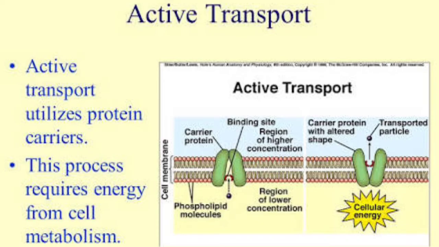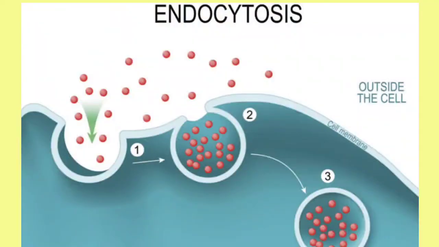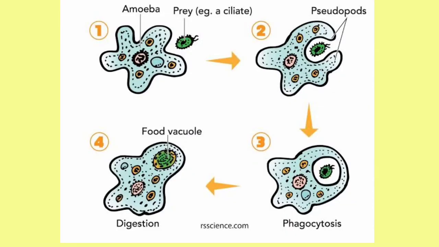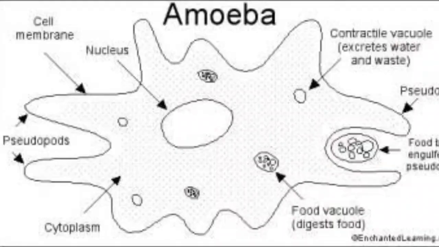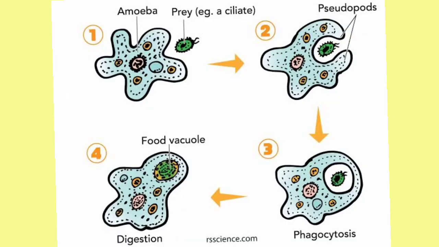So what do we mean by endocytosis and phagocytosis? Endocytosis refers to the process of taking stuff into the cell in bulk, and phagocytosis is a form of endocytosis, almost the same, used to take solid particles into the cell by engulfing them. For example, amoeba. How does amoeba take its food? It surrounds the food with its pseudopodia, which are flexible, and engulfs its food. So this is the process known as phagocytosis.